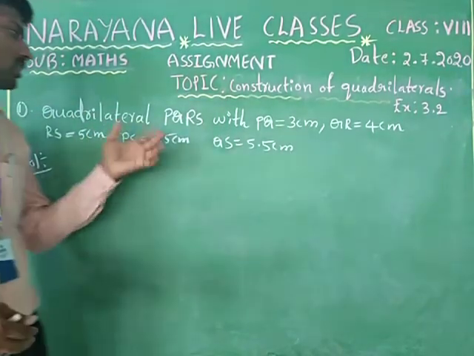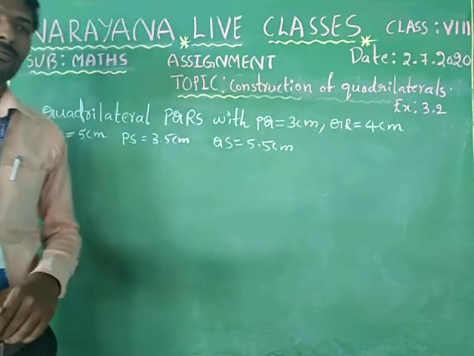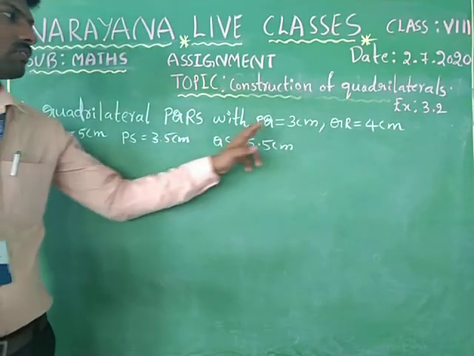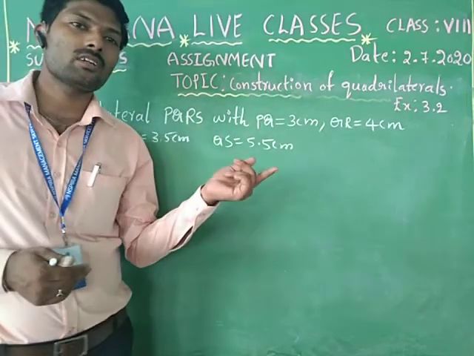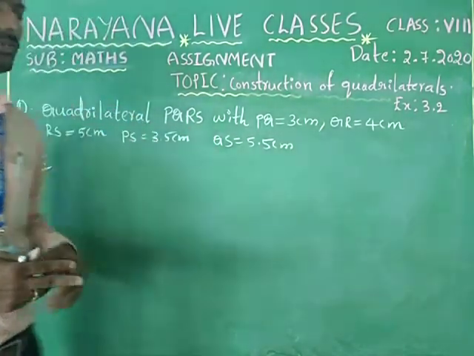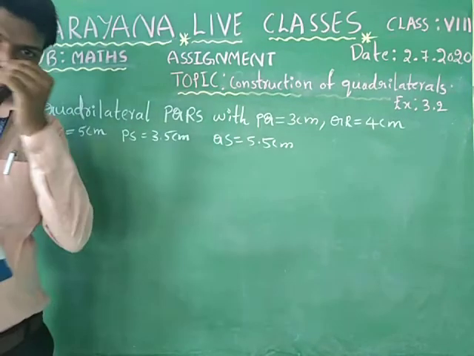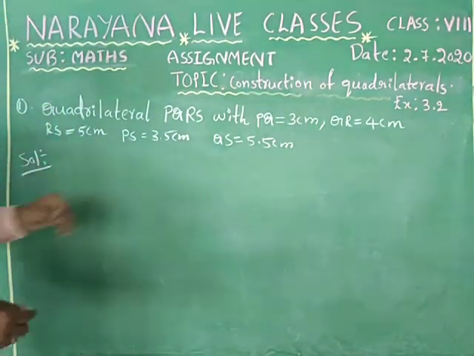Today we have to construct a quadrilateral PQRS with different measurements. When all sides and one diagonal are given, how can we draw? How can we construct the given quadrilateral PQRS? In that point of view, we have to construct this.